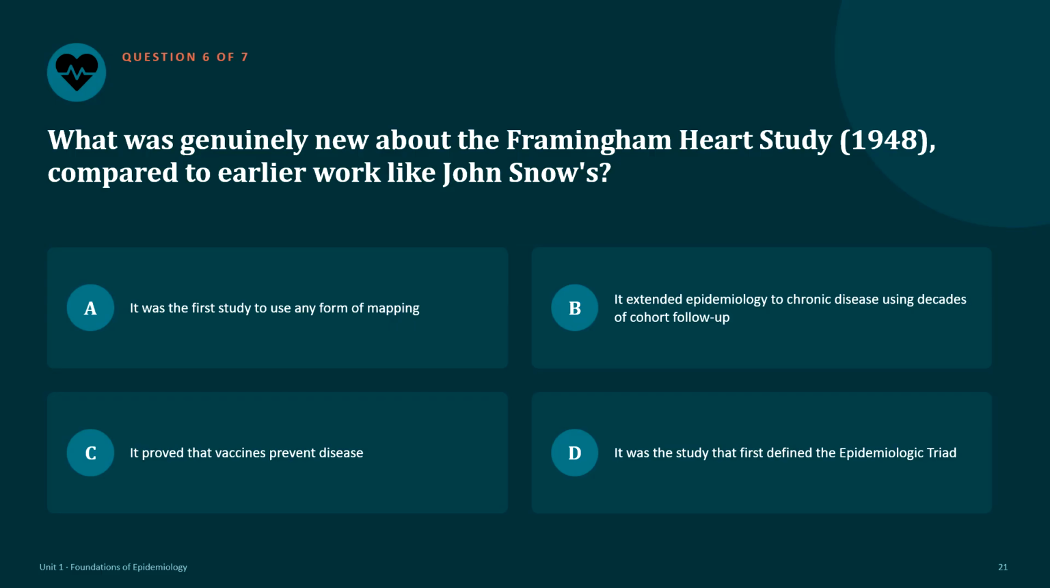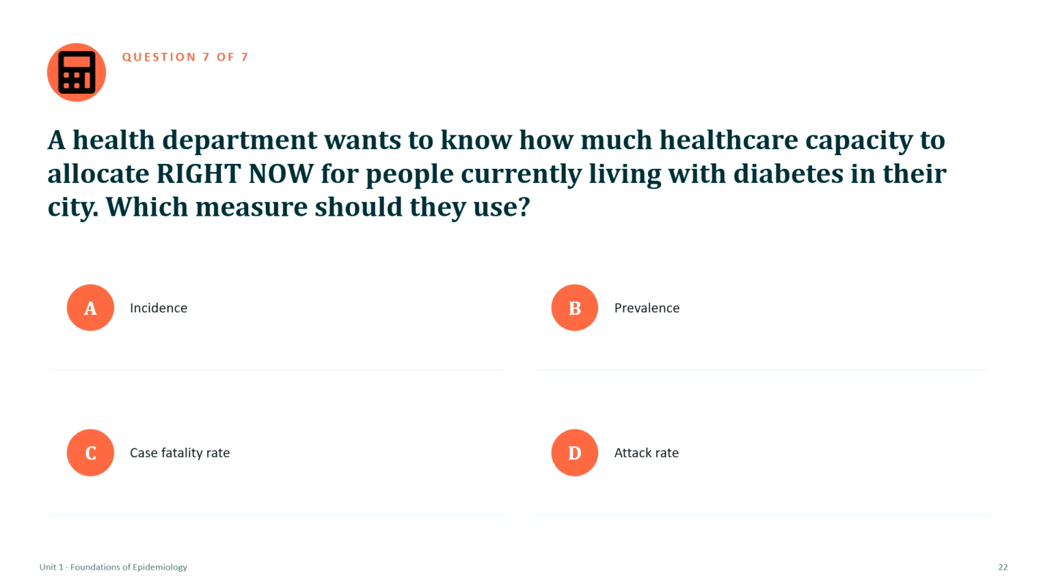Question 7. A health department wants to know how much healthcare capacity to allocate right now for people currently living with diabetes in their city. Which measure should they use? The correct answer is B, Prevalence. Prevalence counts everyone currently living with disease, new and existing cases combined, at one point in time, which is exactly what's needed to plan today's capacity. Incidence would instead tell them how many new cases are appearing over time, useful for tracking risk and trends, but not for sizing today's caseload.